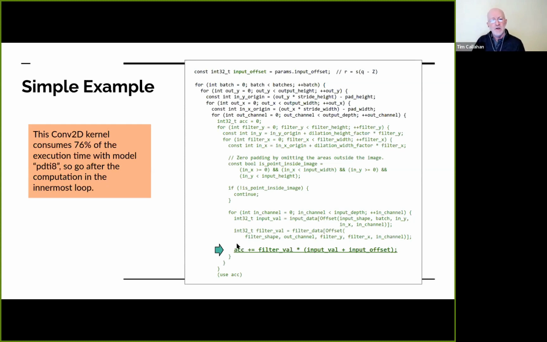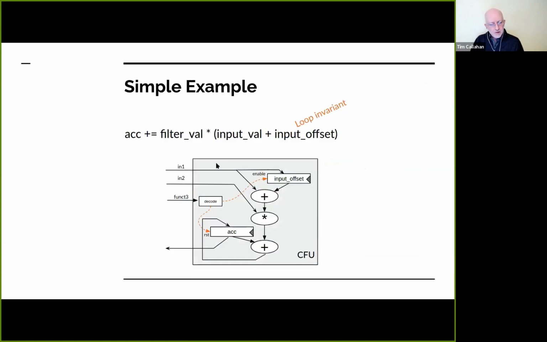And the same with the accumulator. If it lives in the custom function unit, then we don't have to keep moving it back and forth between the CPU and the custom function unit. And in fact, that saves energy by reducing the amount of data that we're moving back and forth. So it ends up looking like this. We have a storage location for the input offset, and we have the accumulator.